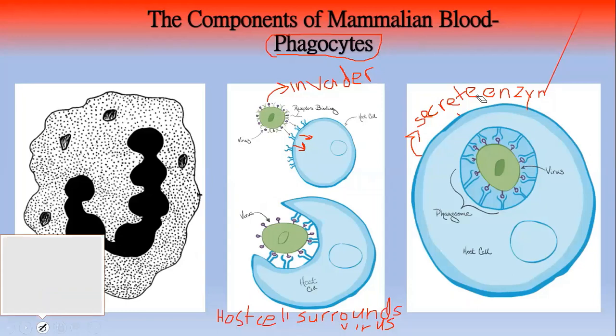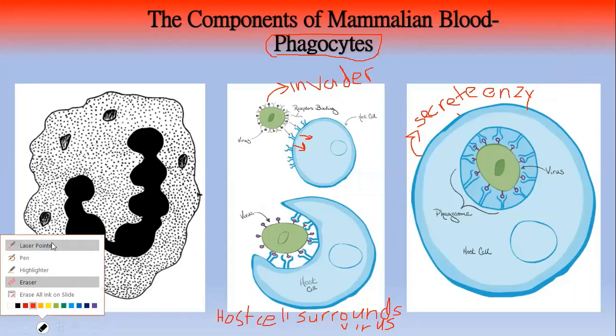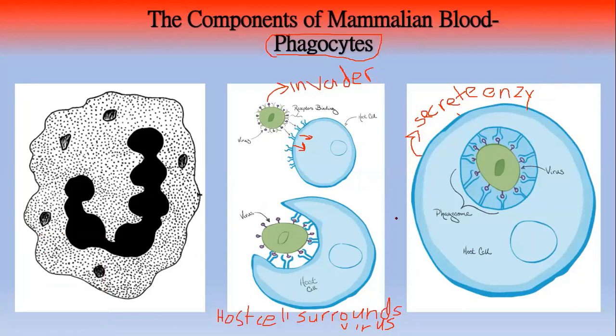They secrete enzymes, and well, before they secrete enzymes, they engulf. And I don't understand. It's not working. What's not working?